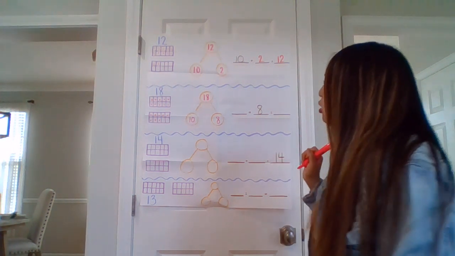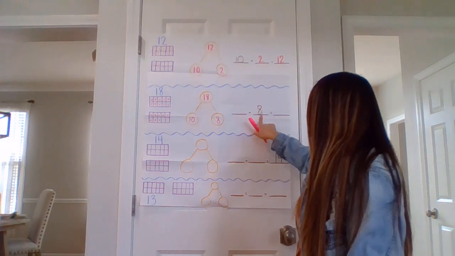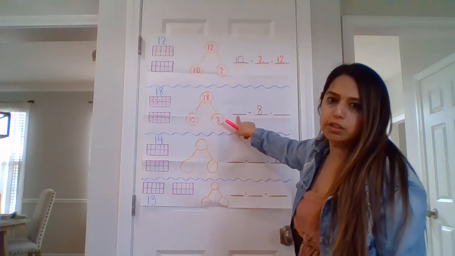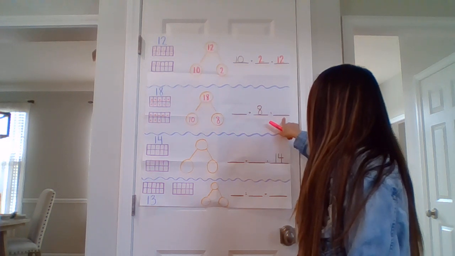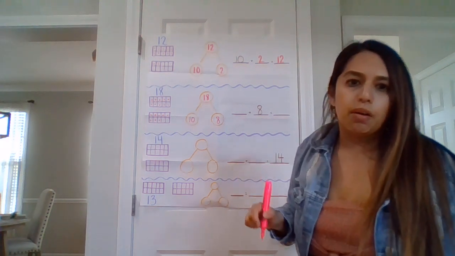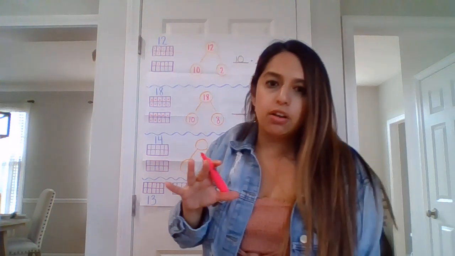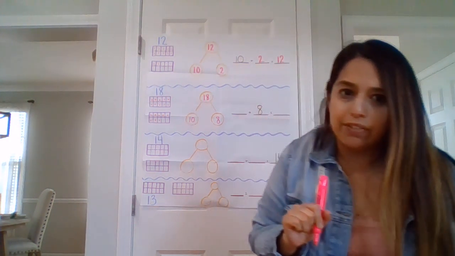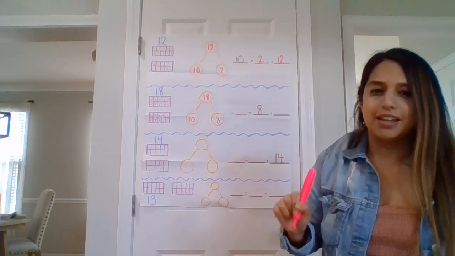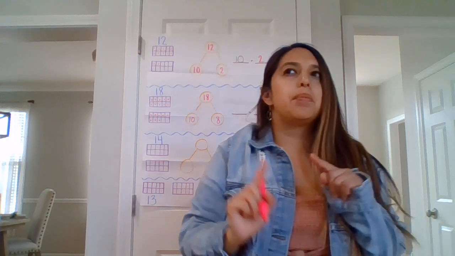Okay, and now moving on to our equation. So this time you're going to notice that I have filled in the middle number here, 8, but I'm missing my first number and then my answer. So here's my part 8. So if I want to have 18 altogether, right now I have 8. How many more am I going to need to get to 18? It's a tricky question. It's kind of backwards thinking.